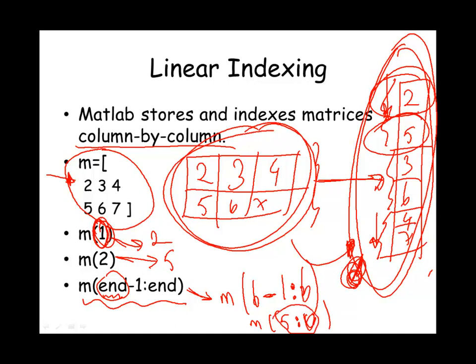5 to 6 will be a vector, so I am retrieving only the 5th and the 6th elements from this vector, and that will give me the values 4 and 7.